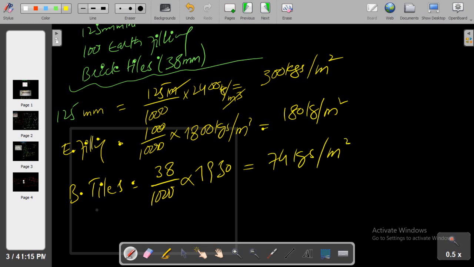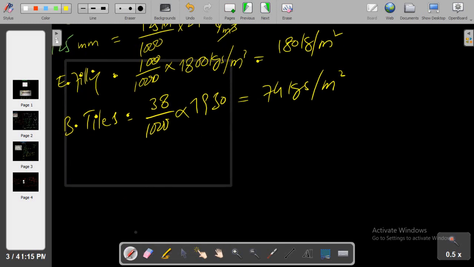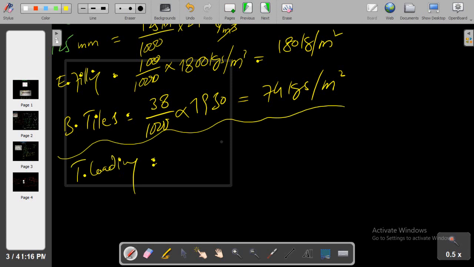And the total load, we will use these loadings in our design example. So the total loading will be how much? If we add these values, it comes out to be 554 kg per square meter.